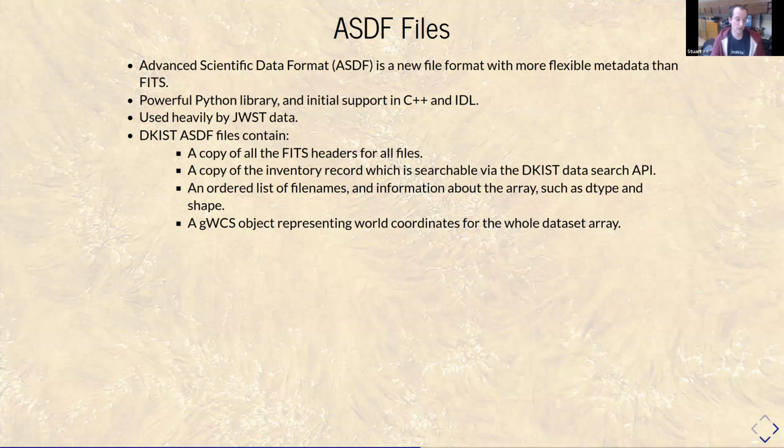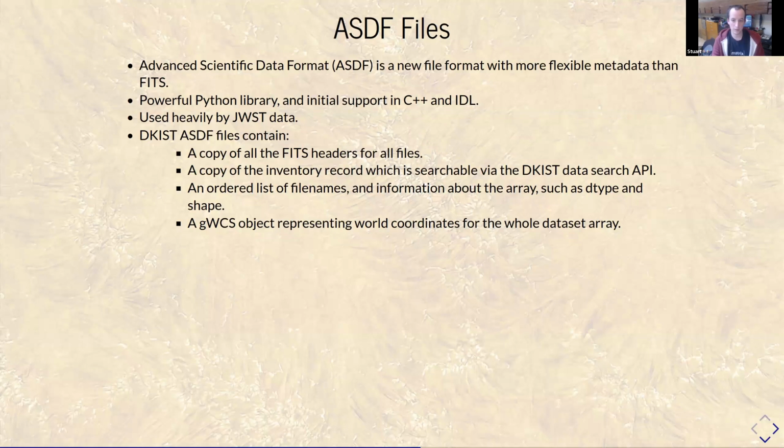There's a table in the ASDF file which contains every single FITS key of every single FITS header in the whole data set. And then there's also some other metadata in different formats. There's a copy of the inventory record, which is a thing that you can search for at the data center.